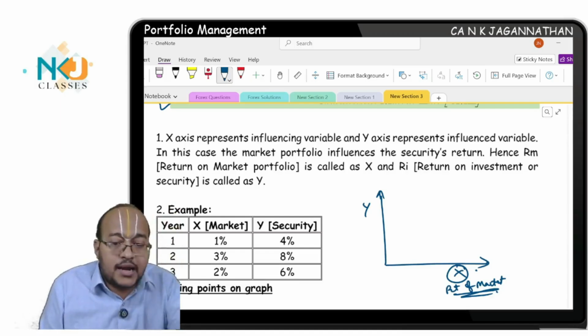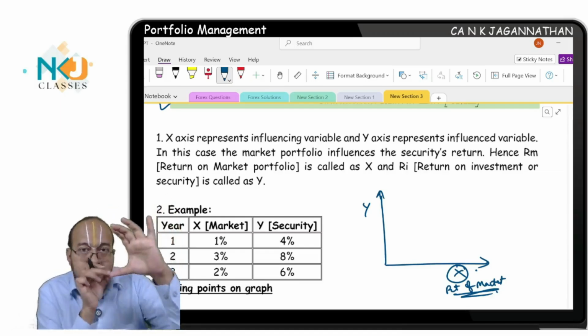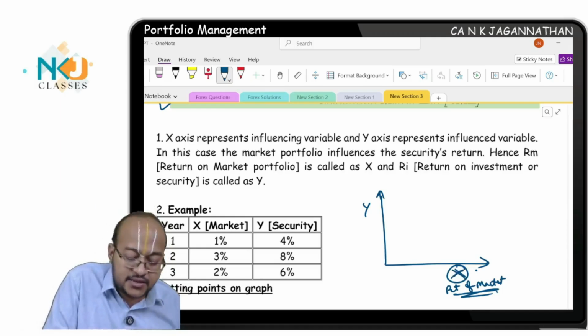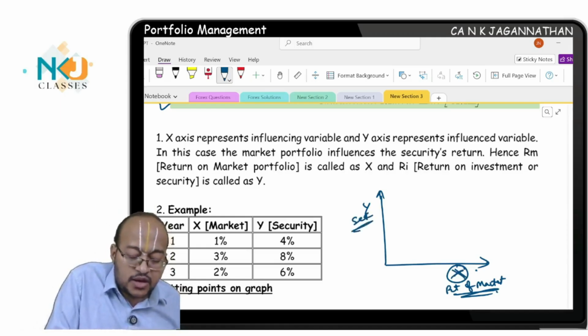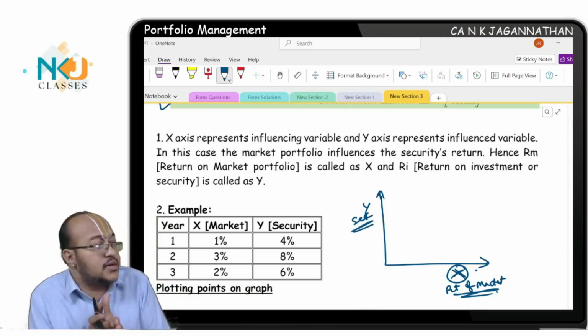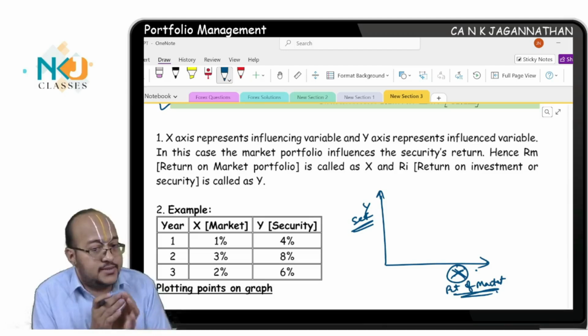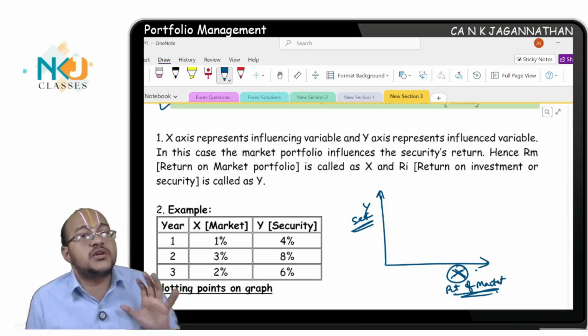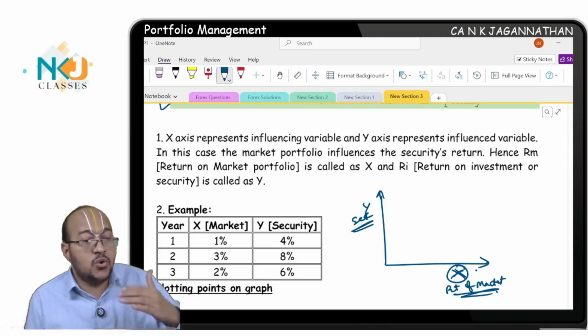Okay, if you want to analyze and plot it in this graph, you have to put market return on the x-axis and security return, which is getting influenced, on the y-axis. It is very simple: you need to analyze what is influencing and what is getting influenced. Are you listening? If I am pushing you, who is the influencer? I am the influencer. You are getting influenced.